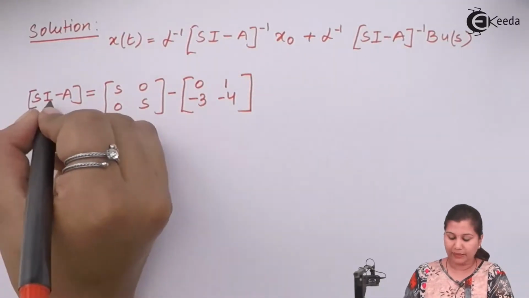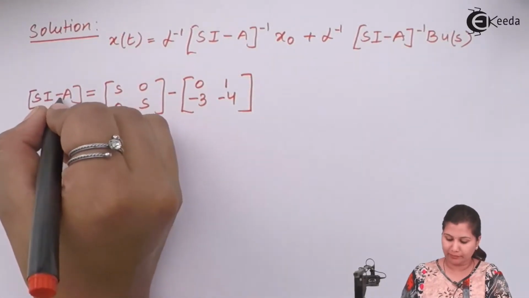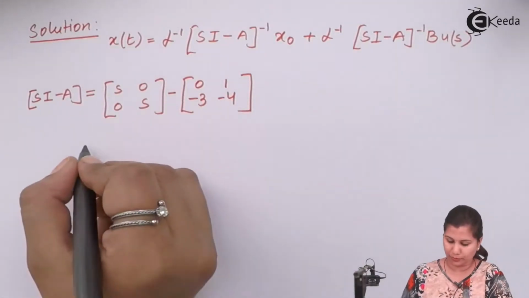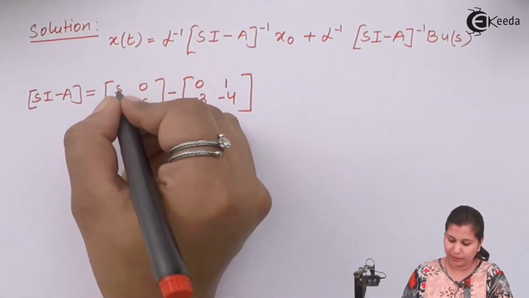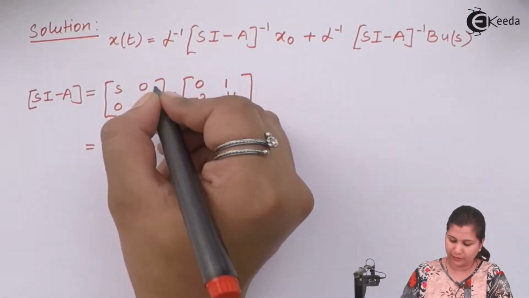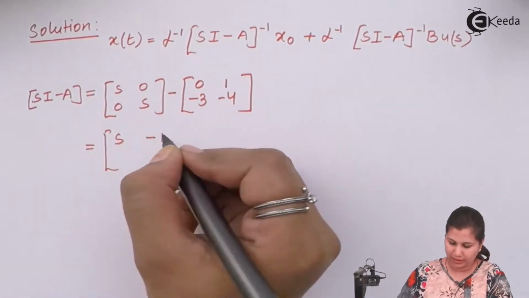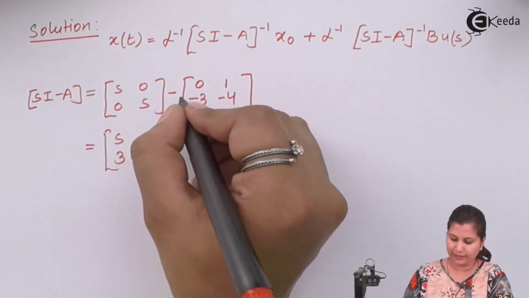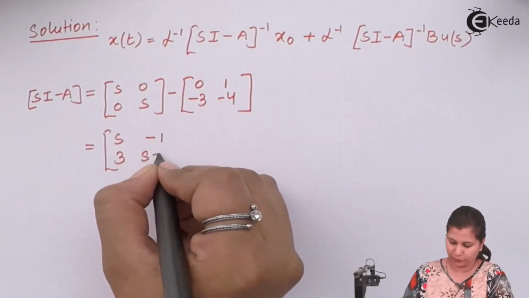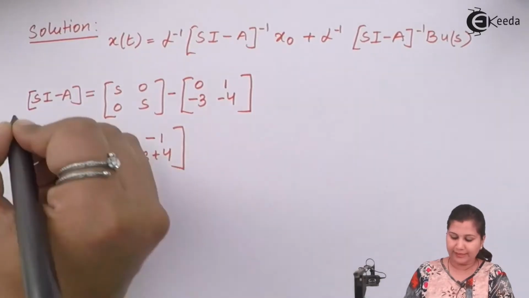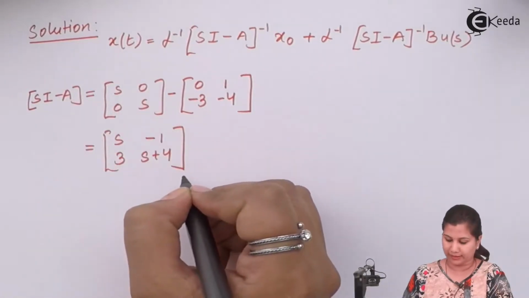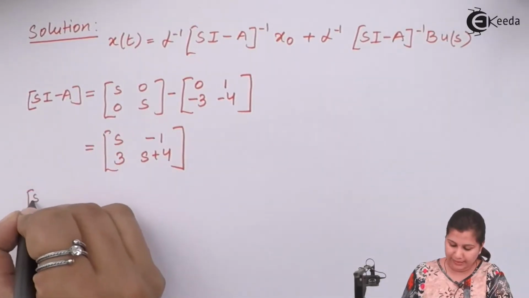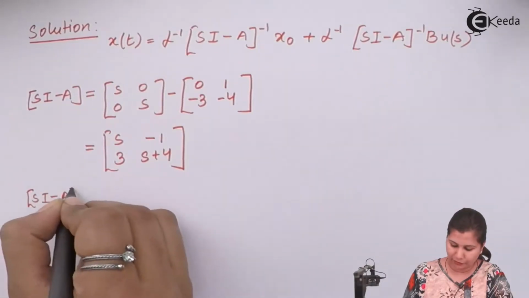So this is S multiplied with the identity matrix minus the A matrix. So its value is S minus 0, so S, then 0 minus 1 is minus 1. Then we have 0 minus minus 3, which is 3. And then S minus minus 4 is S plus 4. So this is the SI minus A matrix. Now we have to calculate (SI minus A) inverse.